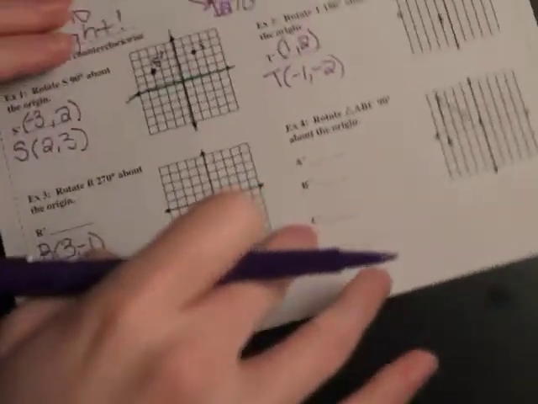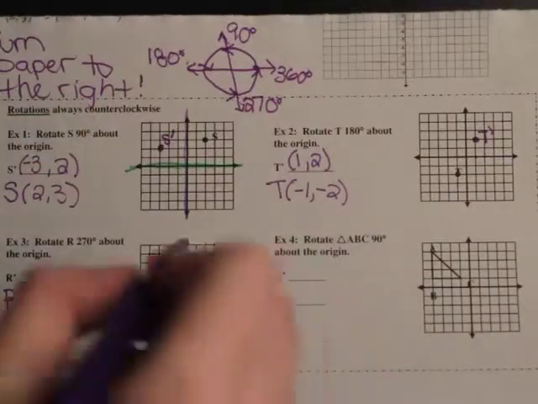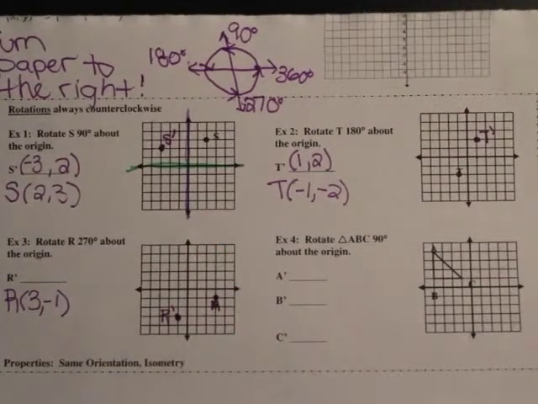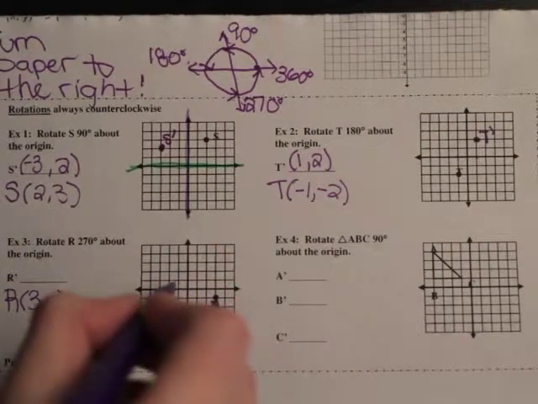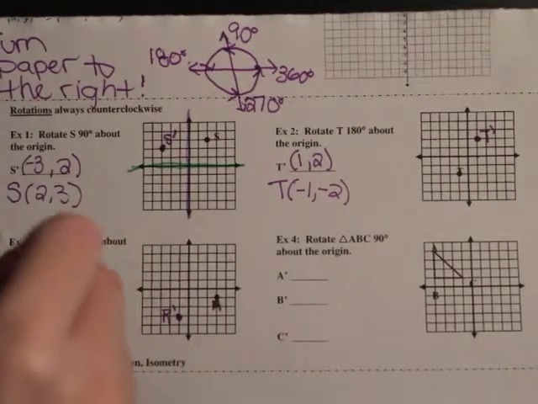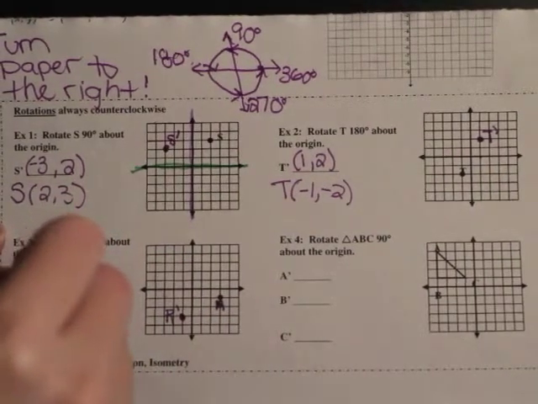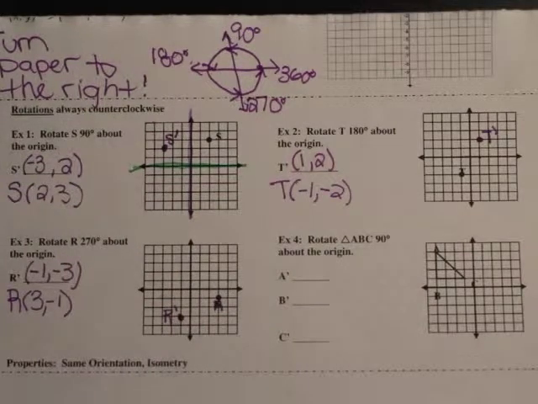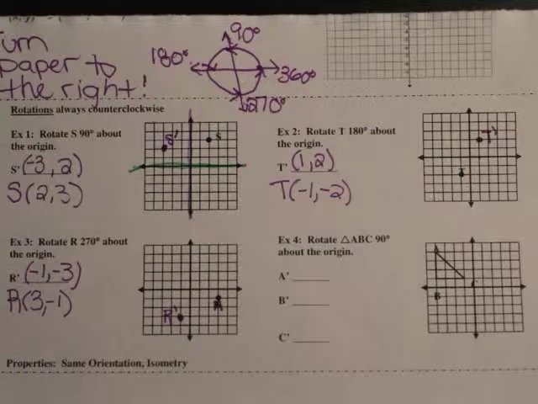Turn it back right side up. Label it R prime. And then we're going to find those coordinates. Negative 1, negative 3. Alright, so that's all it takes. Those are the only rotations you're ever going to see: 90 degrees, 180 degrees, and 270 degrees. Okay? Always turn your paper to the right.